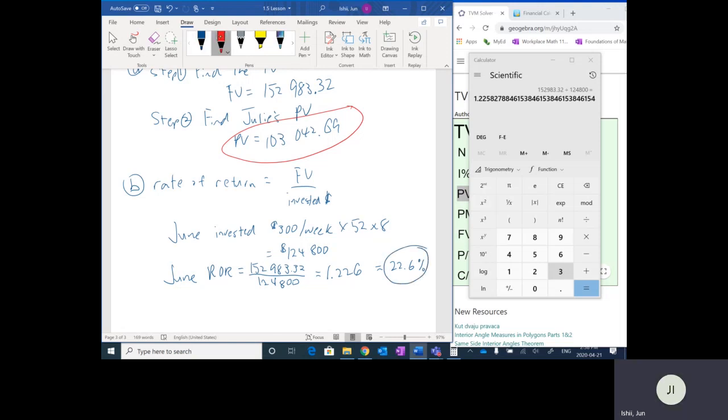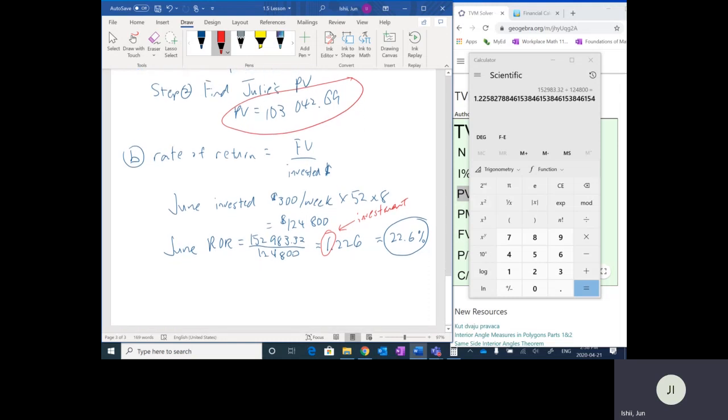The reason it's 22.6% is this one actually represents the investment. So whatever you have left over on top of the 100%, or the one which is 100%, whatever you have on top of that is the rate of return. Hopefully that makes sense. The decimal part, you convert to a percentage by multiplying by 100. So June's rate of return was 22.6%.